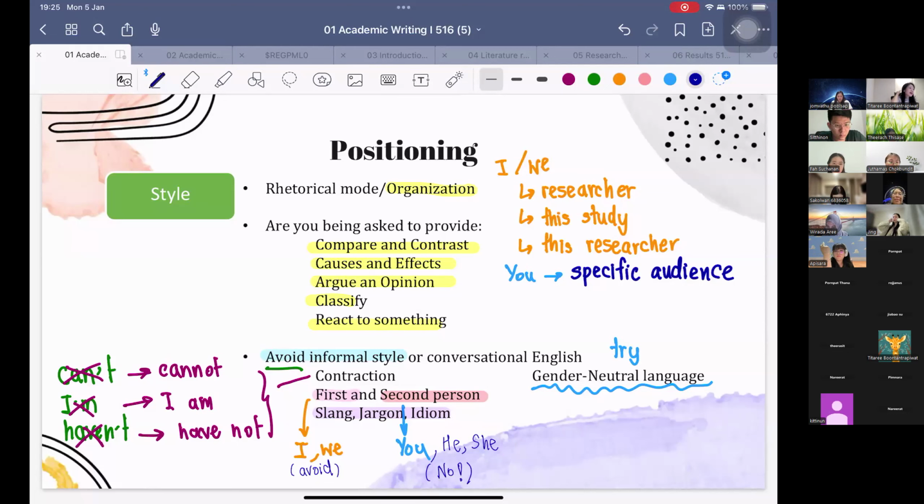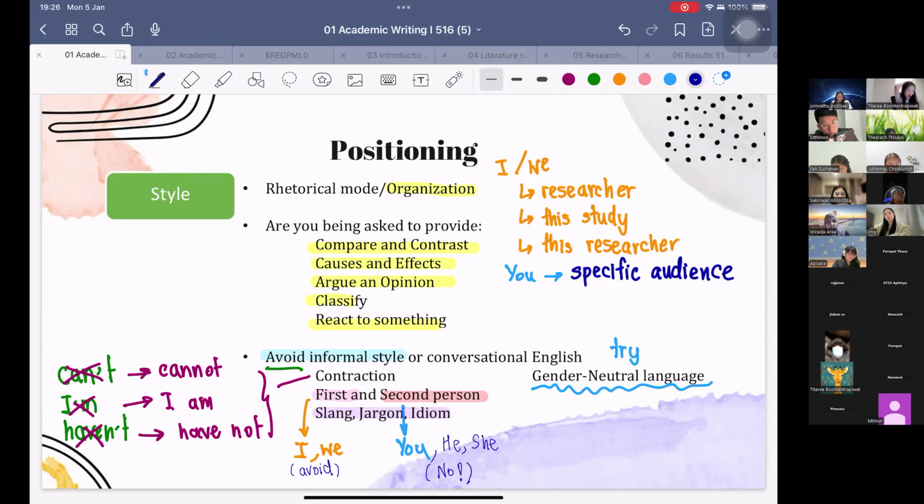Formal writing, academic writing, we don't use slang, jargon, or idioms, especially in research writing. We don't go for it, because jargon, idioms, or slang can be misinterpreted. People might not know what you mean by this slang, except if your research is about language usage. However, if your research is not about language usage, do not use slang, jargon, or idioms in formal style writing.